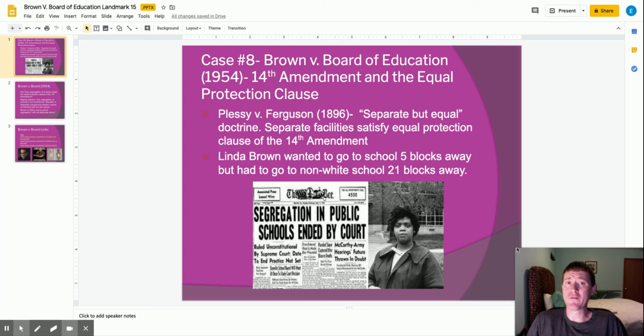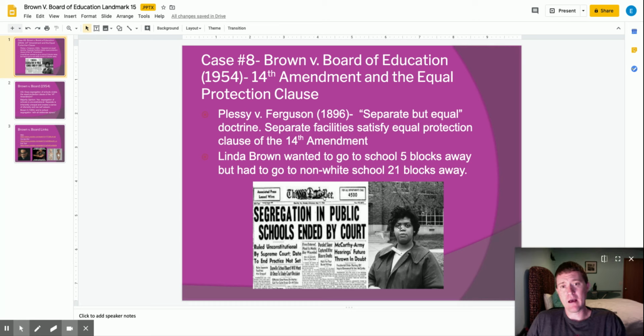So if the court would have gone with stare decisis, as we talked about earlier this year, they would have just upheld Plessy versus Ferguson, and schools would have stayed segregated. But in this case, Brown v. Board, the Supreme Court decides and makes it clear that separate is not equal.